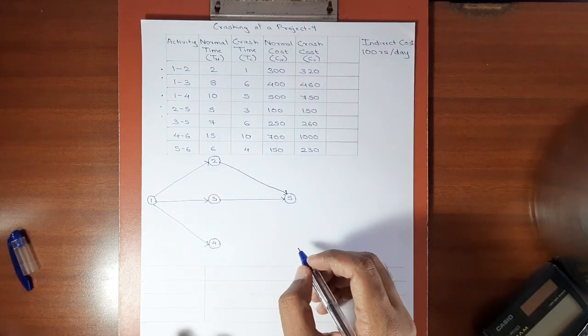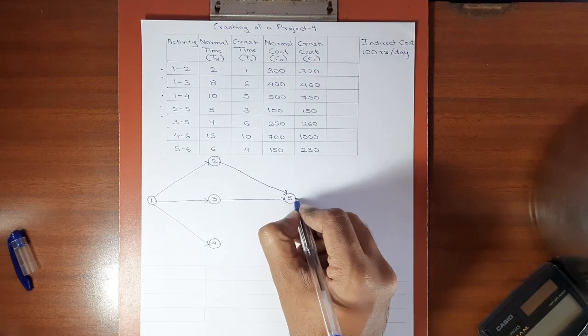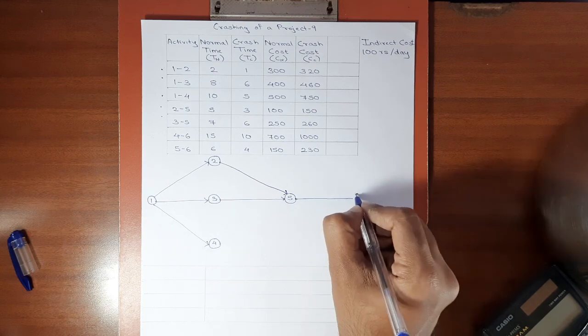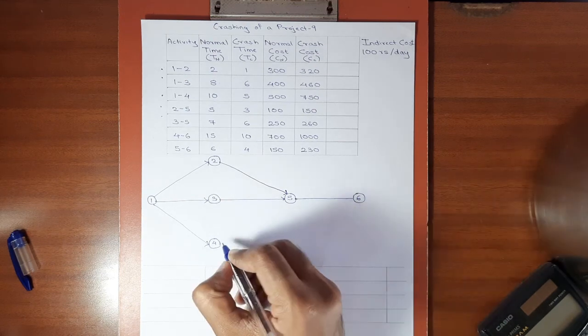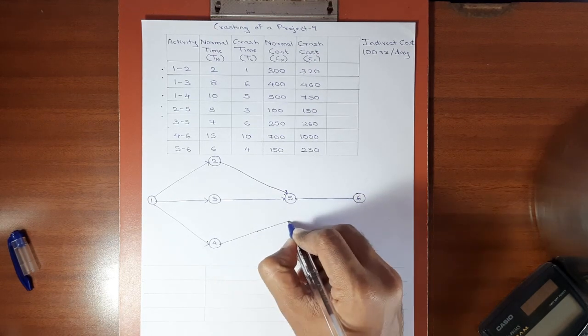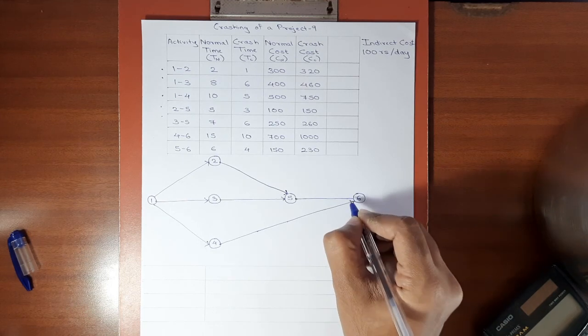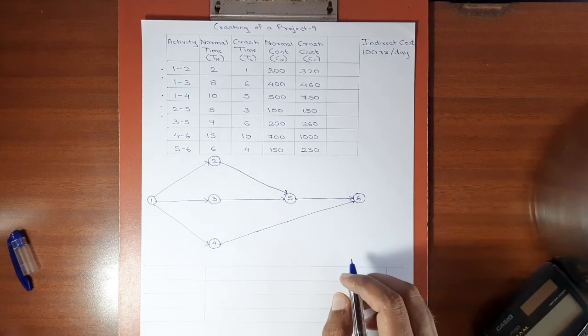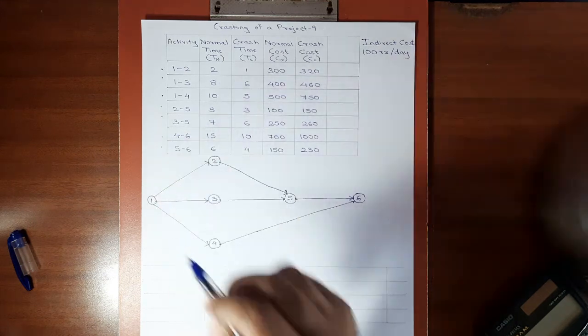Now we have 4, 6 and 5, 6. 6 will be here. 4, 6 and here 5, 6. Okay, the network diagram is complete.